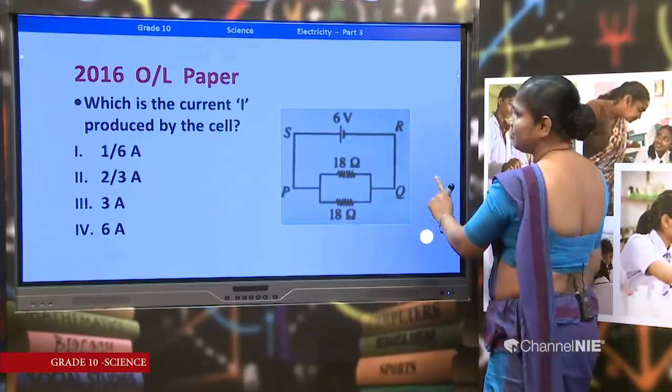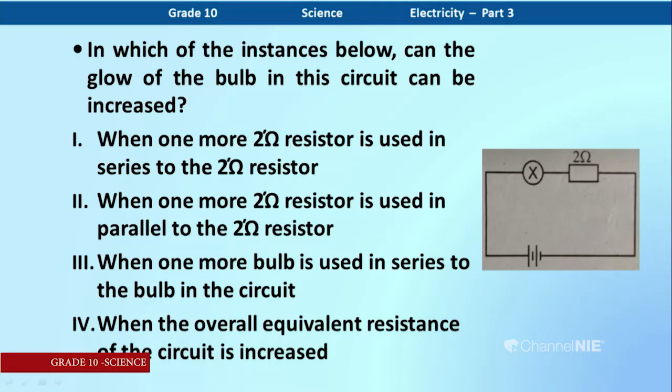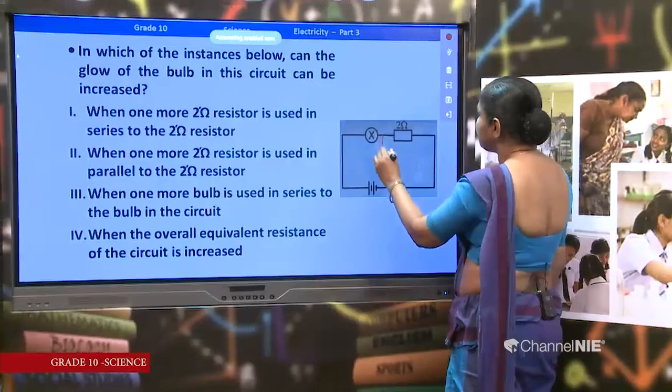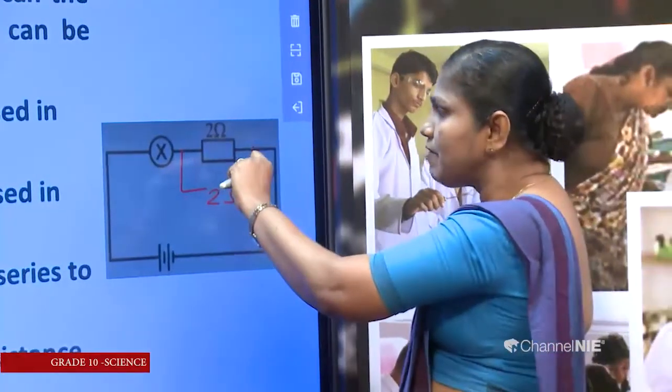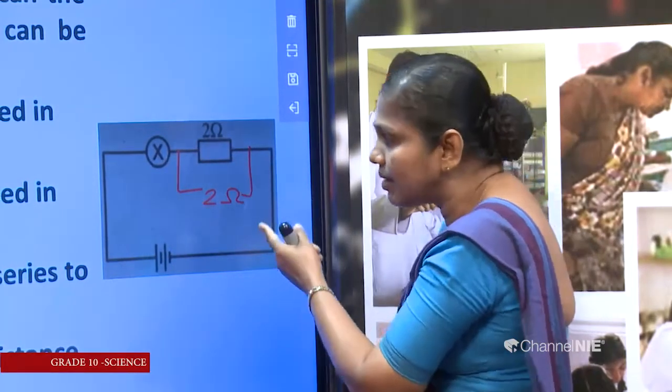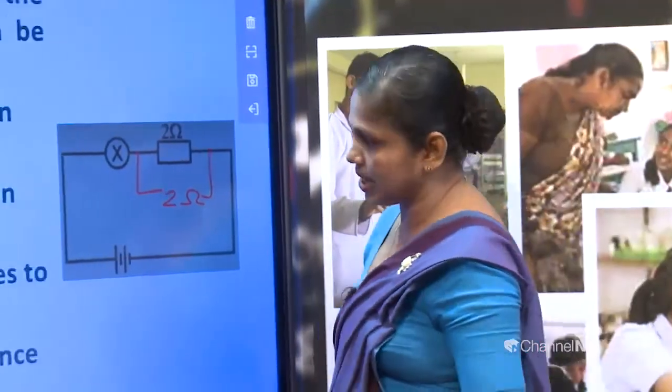Then the next question. In which of the instances below can the glow of the bulb in this circuit be increased? Here the answer is, when one more 2 ohm resistor is used in parallel. When one more 2 ohm resistor is used in parallel, you know that the equivalent decreases, then the total current flow increases and the glow of the bulb can be increased.